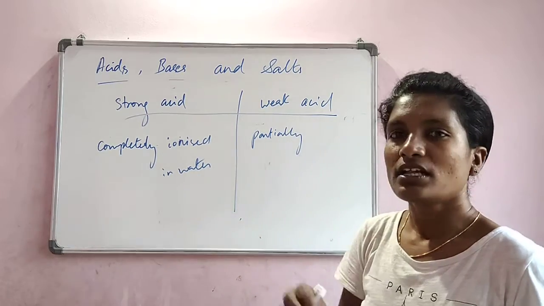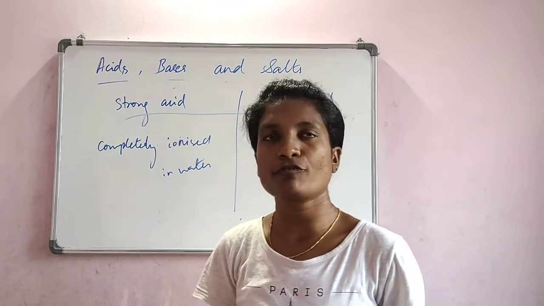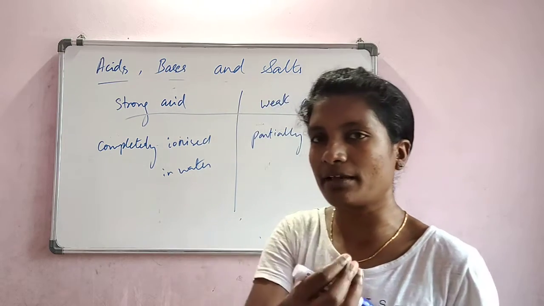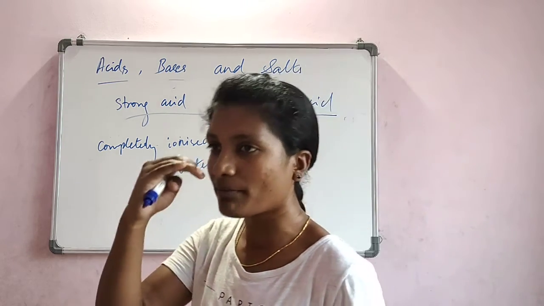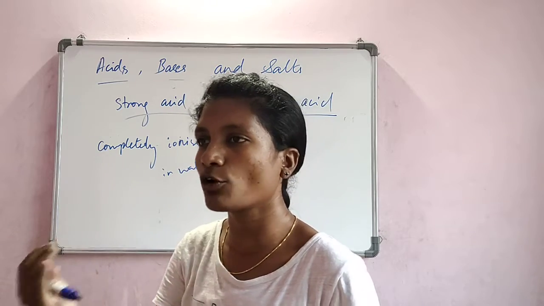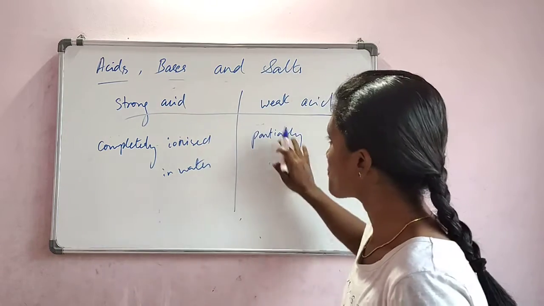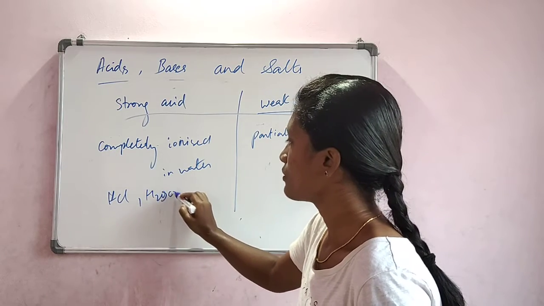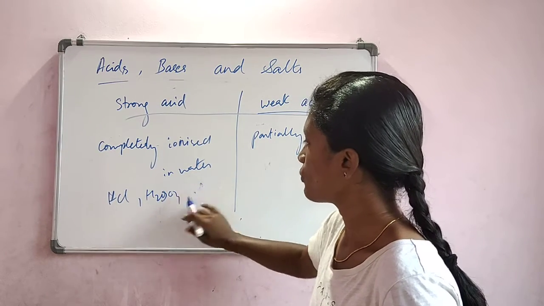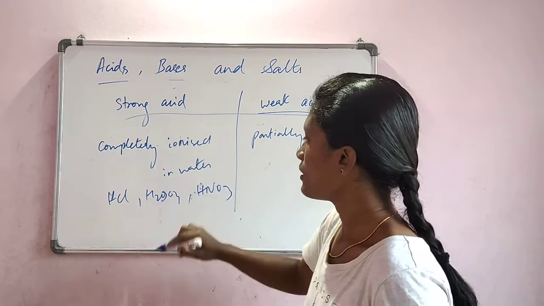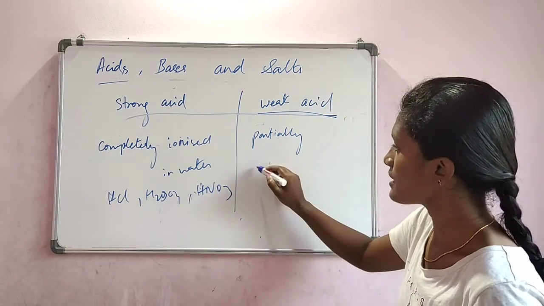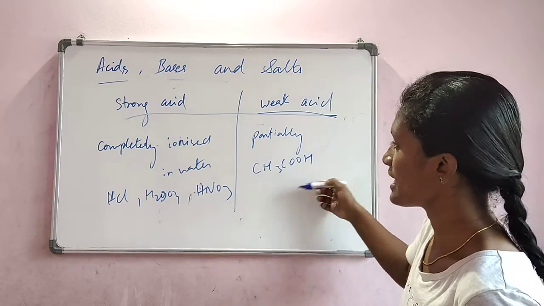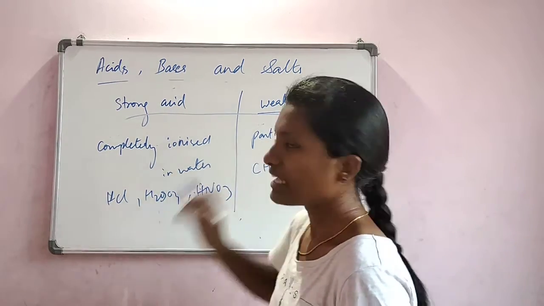Partially means a little bit, okay? Maybe for a few minutes they exhibit acidic behavior, but after some time the acidic behavior might decrease or they might come to the neutral state also. So that is why they are called weak acids. So HCl, H2SO4, HNO3 are strong acids, and acetic acid and similar ones are weak acids.